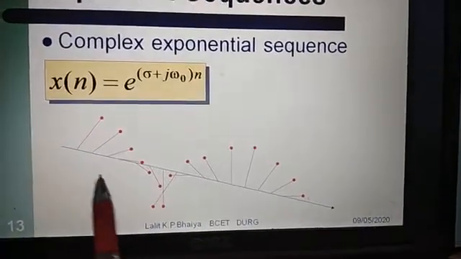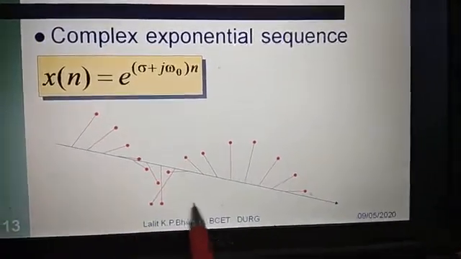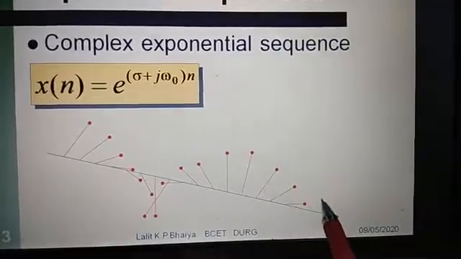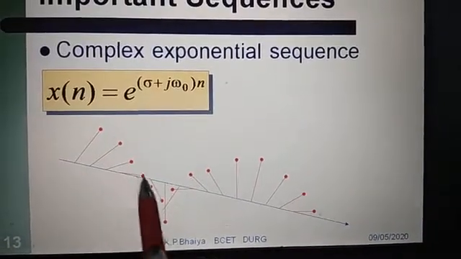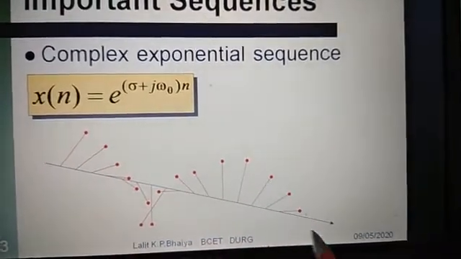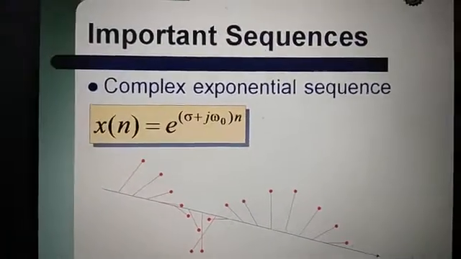And the structure of this signal may be like this. If you see this signal, you will get an exponential like this, and this is exponential. Again, it is an exponential signal you will find here.